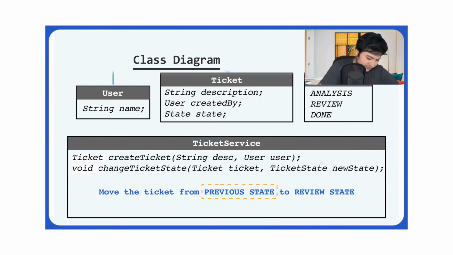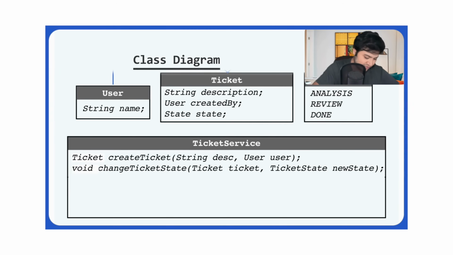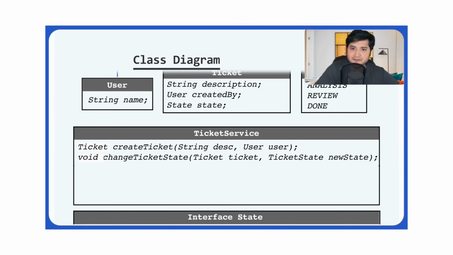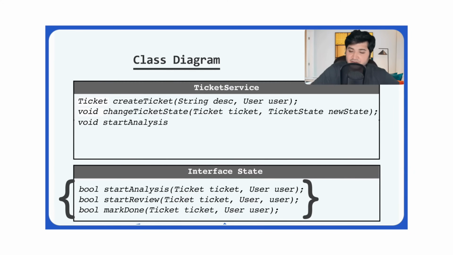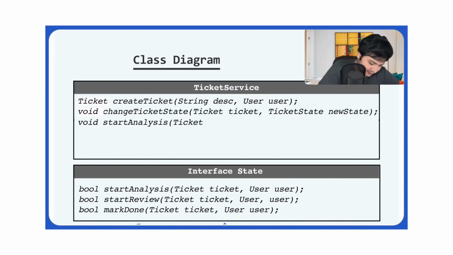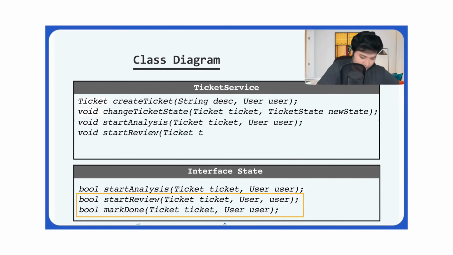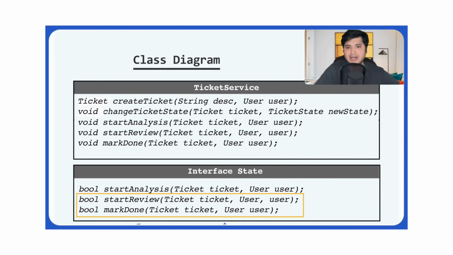As you can see, previous state we just now said is going to be stored already here, but now it is being moved to in review, in done, or in analysis. So my ticket service is going to implement all these three functions. So let's quickly write them down. Void start analysis. What will service do? Service will basically call the state's function. And if we have to start analysis, what will we get? We'll get ticket and user. Same way as the other two functions like we have here. These two functions would be copied here. And we would be pretty much done with the class diagram then.